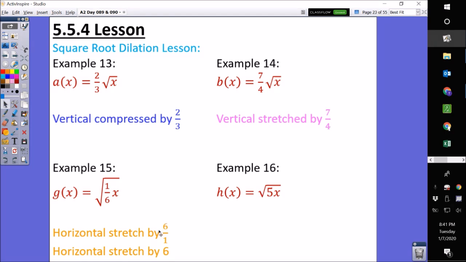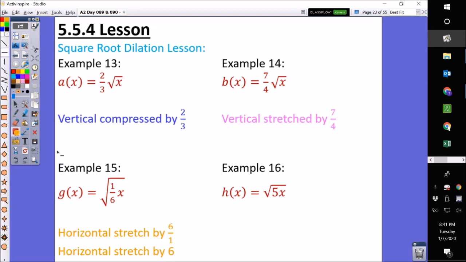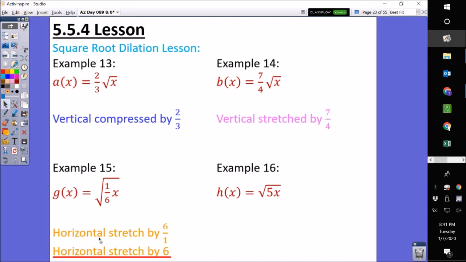Whenever you have a fraction like this, you always have to simplify it. So 6 over 1 is 6. That's why our final answer will be horizontal stretch by 6. Again, you cannot leave it as horizontal stretch by 6 over 1. You do have to simplify, meaning horizontal stretch by 6 is our final answer for example 15.